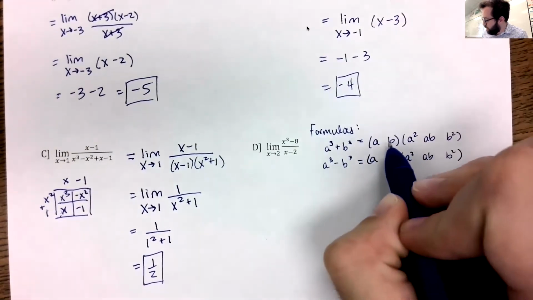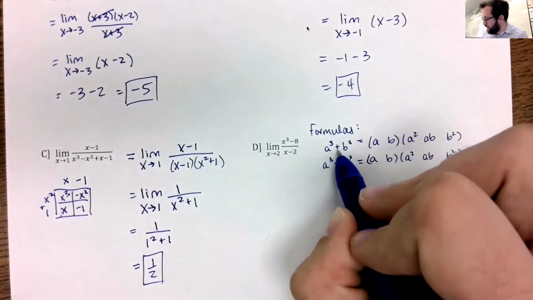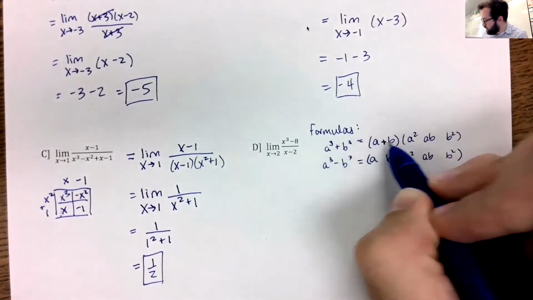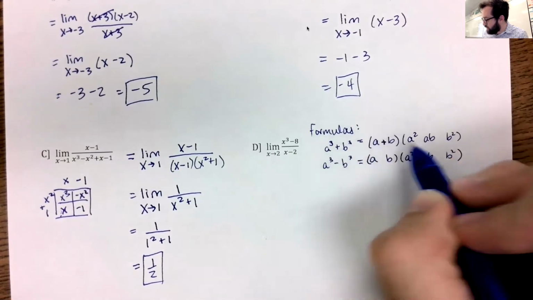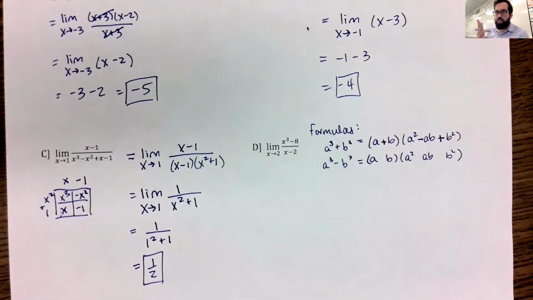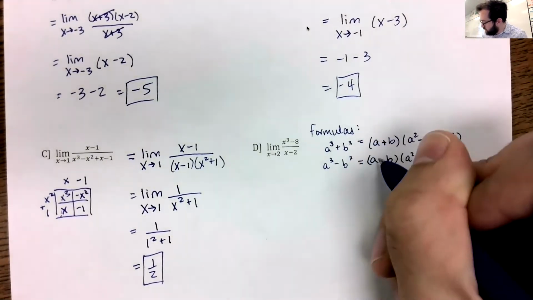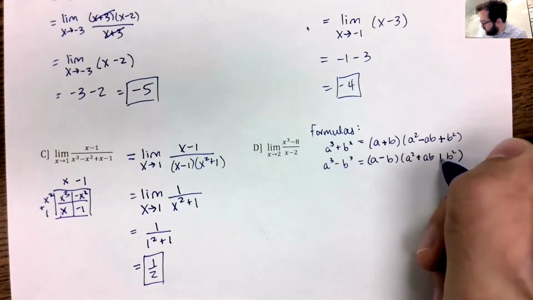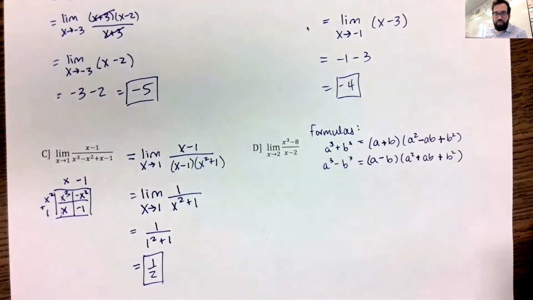The first operation is always the same as the original. The second one is always opposite. And the third one is always positive. So SOAP: same, opposite, always positive. So that's how we remember those formulas.